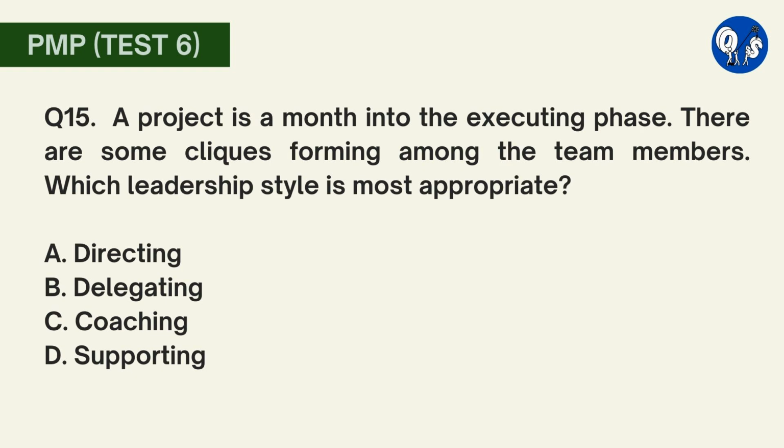Question number 15. A project is a month into the executing phase. There are some cliques forming among the team members. Which leadership style is most appropriate? A. Directing, B. Delegating, C. Coaching, D. Supporting. Here option C is correct. The formation of cliques occurs during the storming stage of team development. During this stage, the correct situational leadership style is coaching.